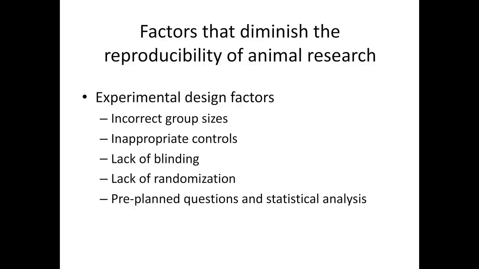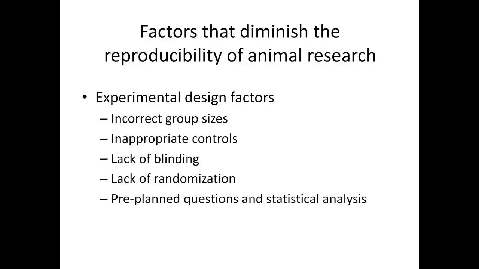Blinding and randomization to groups are also common problems. Blinding is important, particularly, I would say, with regard to subjective assessments of outcomes. So if you are using a study in which you're somehow evaluating your animals for pain or some other type of subjective assessment, having the observers be blinded to the condition of the animal is really important.